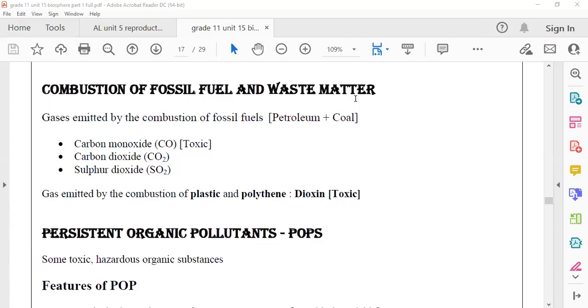So if you take petrol, diesel, kerosene, and coal, when you burn these materials, so many gaseous things come out. Most of these gases that come out of the burning of petrol and coal are highly environmentally harmful compounds. Carbon monoxide is toxic.